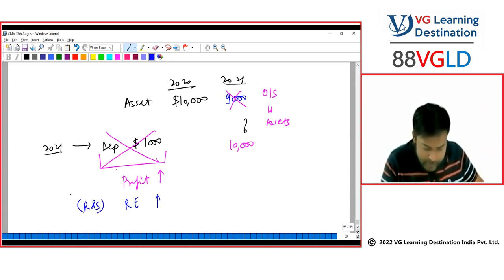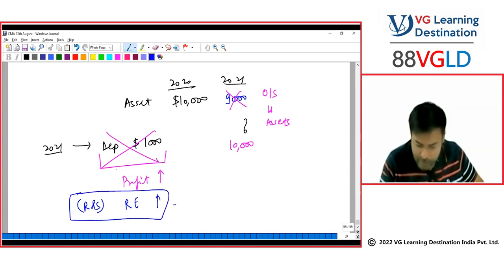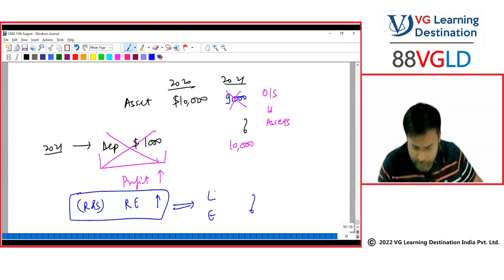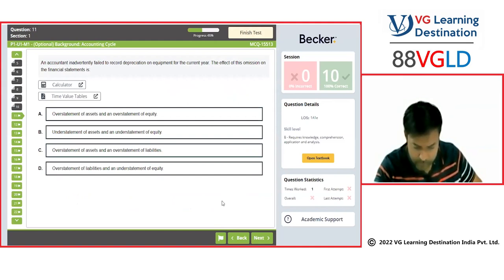Retained earnings, is it part of the liability or the equity? It is not part of the liability. It is part of equity. That means retained earnings is going up, so can I say equity is going up? Yes, equity is going up. Now go back and see what should be the answer. Correct. Excellent. A should be the answer.